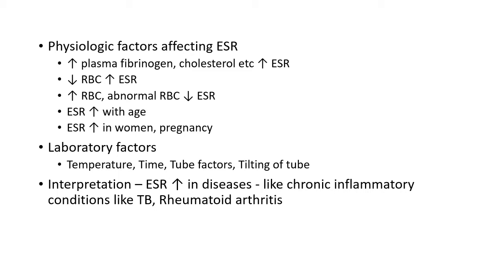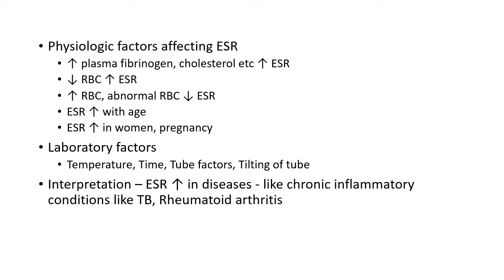ESR ideally should be done at 20 to 25 degrees Celsius. Any variation in this can affect the value of ESR. In the same way, the test should be done within 2 hours of drawing the blood. Any extension in time will affect the value of the ESR. Tube factors like length and diameter of the ESR tube and tilting of the tube can also affect the value of ESR. So all these conditions should be kept in mind while interpreting the value of ESR.